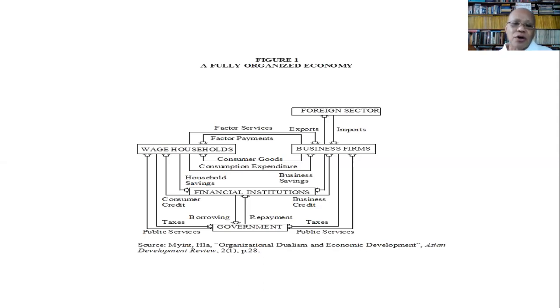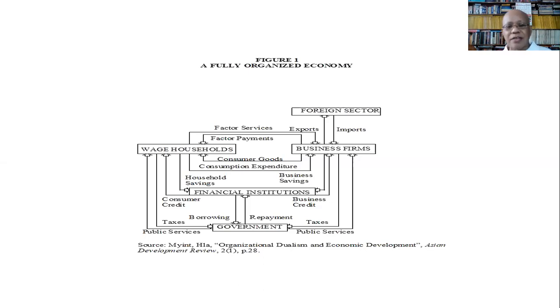The purchase of these consumer goods are paid for by cash, which is then what is called consumption expenditure. Okay? The consumption expenditure, households are able to spend these because they're able to earn factor incomes.